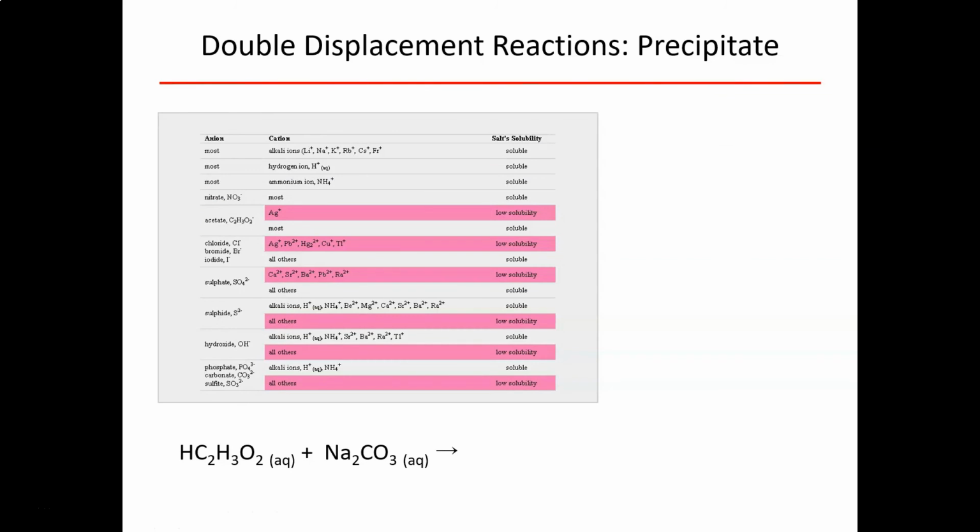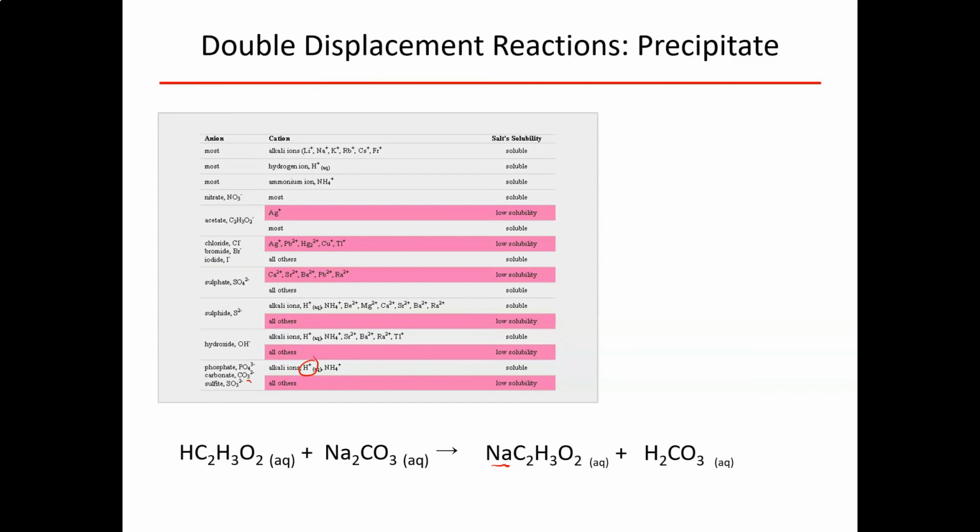So let's take a look at a second example. We have an aqueous solution of acetic acid reacting with an aqueous solution of sodium carbonate. We can have our double displacement reaction occur. And again, here we can see I have a group 1 metal, so that should tell us right away that that is aqueous. And then here, most acids are aqueous, but if I look under carbonate, I can see that my proton is soluble, so that would be aqueous.